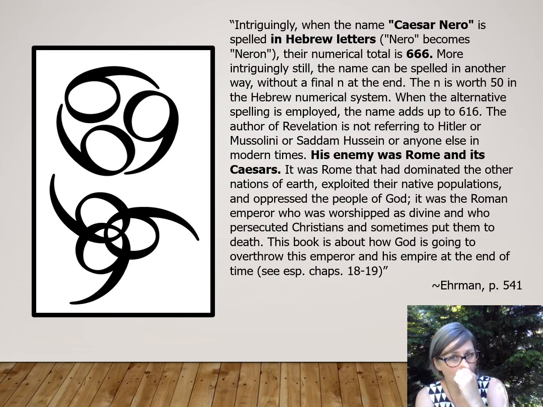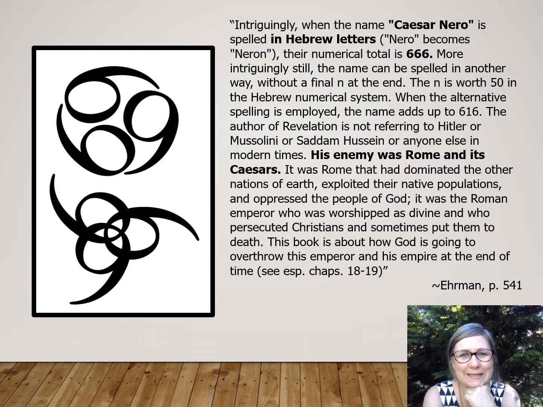I pulled out the quote from your textbook where he explains a bit more about the numbers, which is something that people always ask me about. So he says, intriguingly, when the name Kaiser Nero is spelled in Hebrew letters, Nero becomes Neron, and their numerical total is 666. More intriguingly, the name can be spelled in another way without a final N at the end. The N is worth 50 in the Hebrew numerical system, so when the alternative spelling is employed, the name adds up to 616.